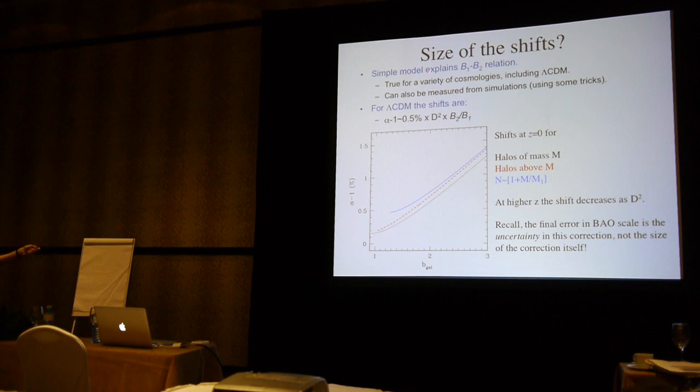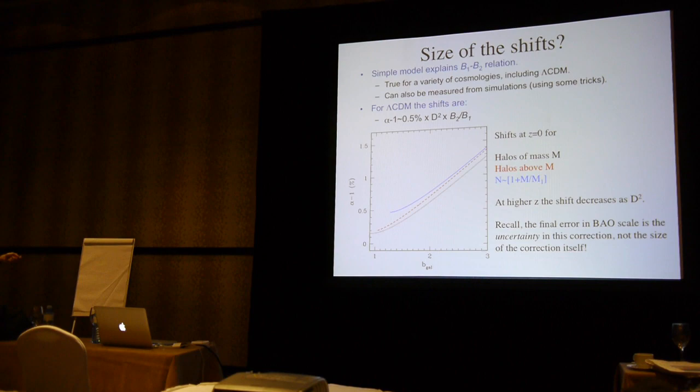So you get a relatively simple model that explains this b1, b2 relation that turns out to be true for a variety of cosmologies, pretty much all the ones we tested, including lambda CDM. You can measure it from simulations, and this is where you have to get a little bit clever. You want to take various powers of your initial density field and various powers of your final density field that isolate all of those terms. And all of those can be measured in simulations and extrapolated in nice ways. And so you can actually go in and measure this b1, b2 relation.